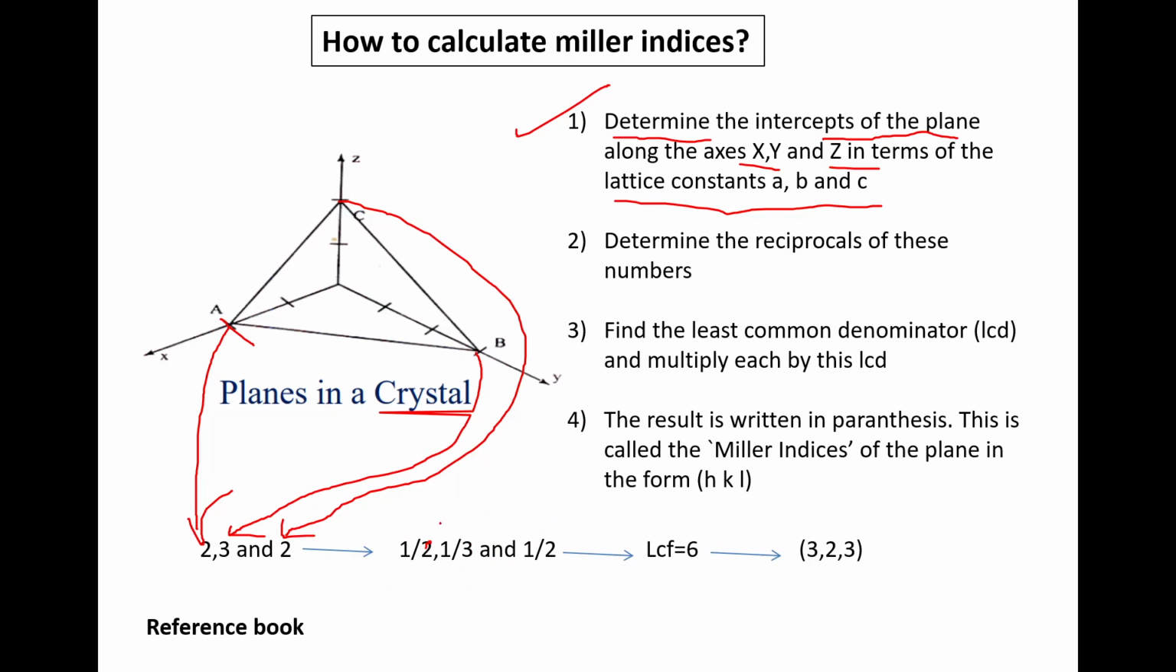6 multiplied by 1 by 3, and 6 multiplied by 1 by 2. That is your 3, 2 and 3. This is your H, K and L. So you are getting Miller indices from the intercepts of a real lattice plane cutting your real axis. This is how you actually found the Miller indices. This is clear, means how you can find the Miller indices.